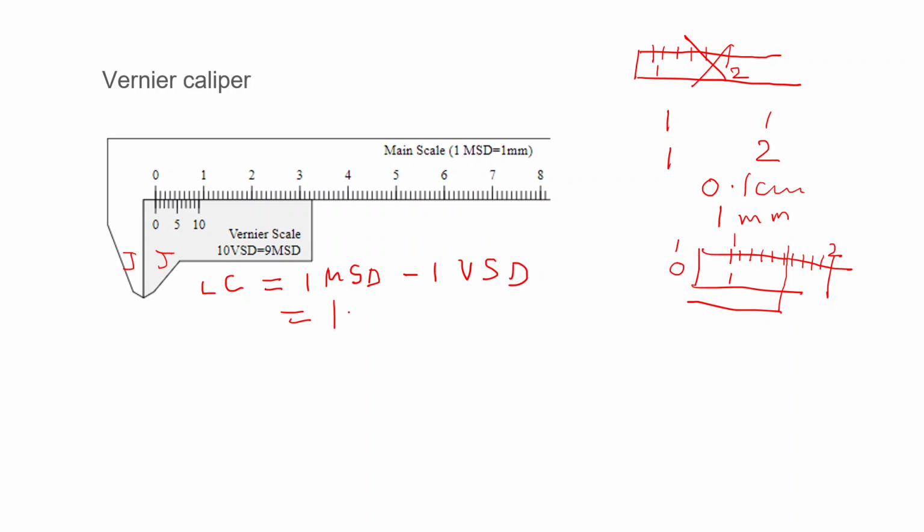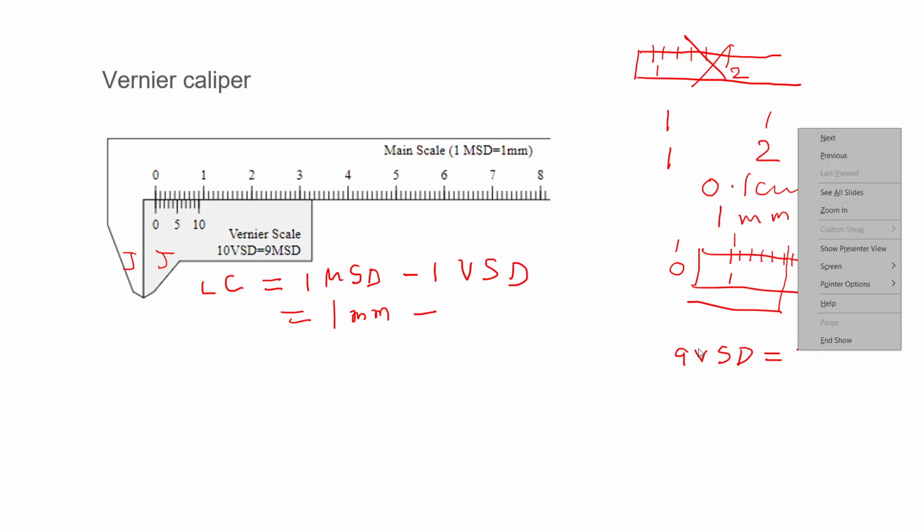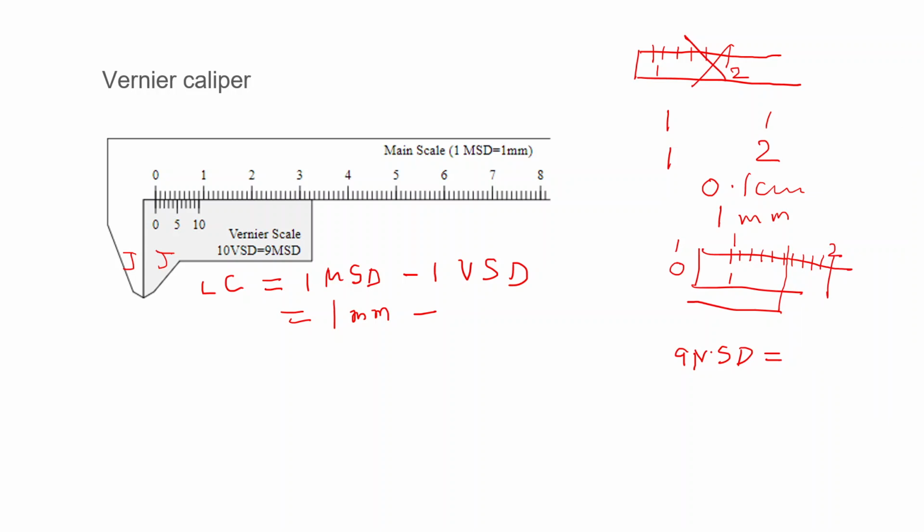So one main scale division is 1 millimeter. Now we want to know how much is one vernier scale division. So this is the vernier scale, and how do we find out how much this one vernier scale division is? Since we clearly see that 9 main scale divisions are exactly coinciding with 10 vernier scale divisions.